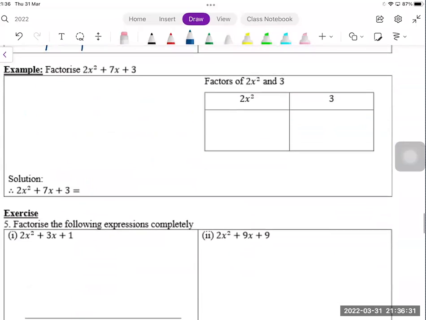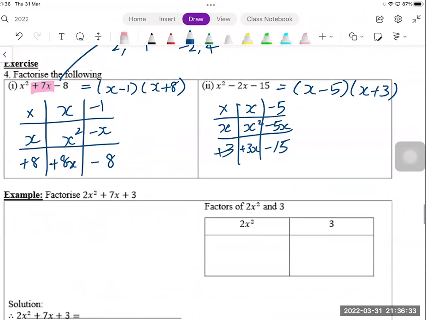Previously we have been dealing with just x squared, which is quite straightforward in the sense that it's just broken down into x times x. And you notice that the position of the -5 and the +3 doesn't really matter. You could have written +3 here and -5 there and still get the same answer. It's either x minus 5 times x plus 3, or x plus 3 times x minus 5. It's the same.